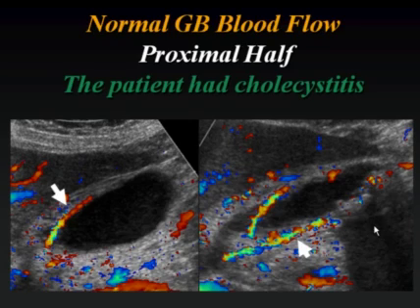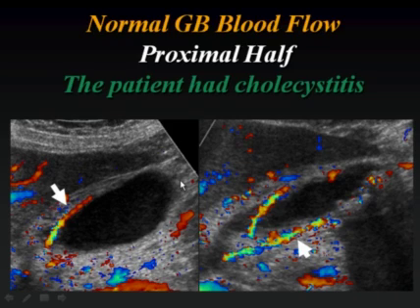Now, when we look at the wall with color Doppler, it's important to recognize that there are clear limitations to this. And what's normal with high-resolution modern equipment is that we can visualize the cystic artery, particularly its dorsal branch, and sometimes its ventral branch as well, in the proximal half of the gallbladder. What's abnormal is to see flow in the fundus. That's generally an abnormal finding. We'll talk about some false positives in a moment. But in the setting of acute inflammation, this would be considered to be within the range of normal.